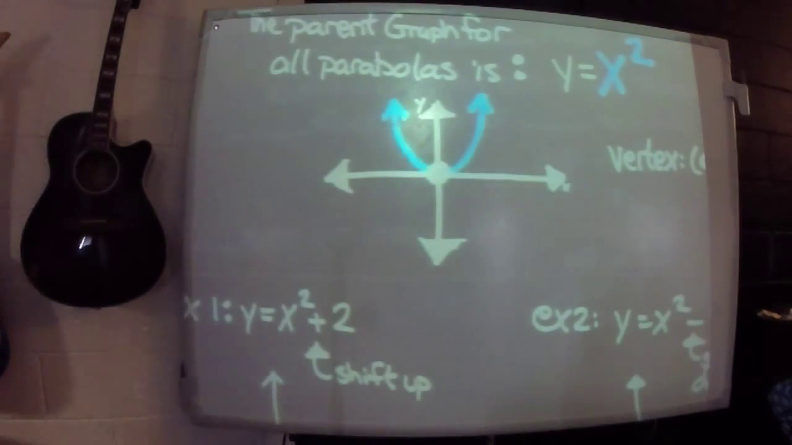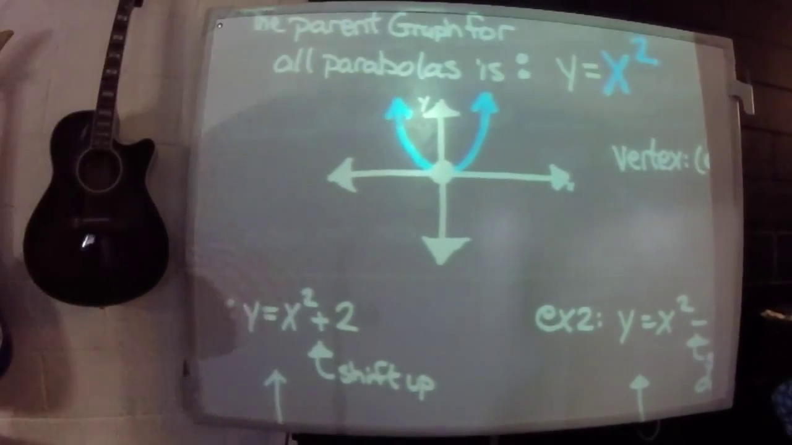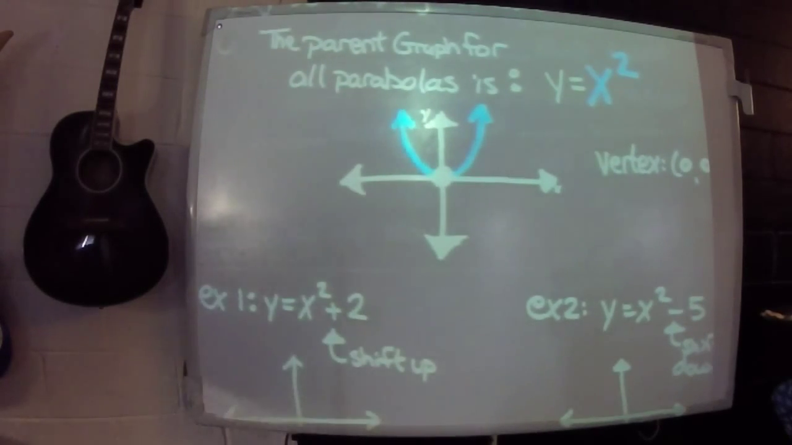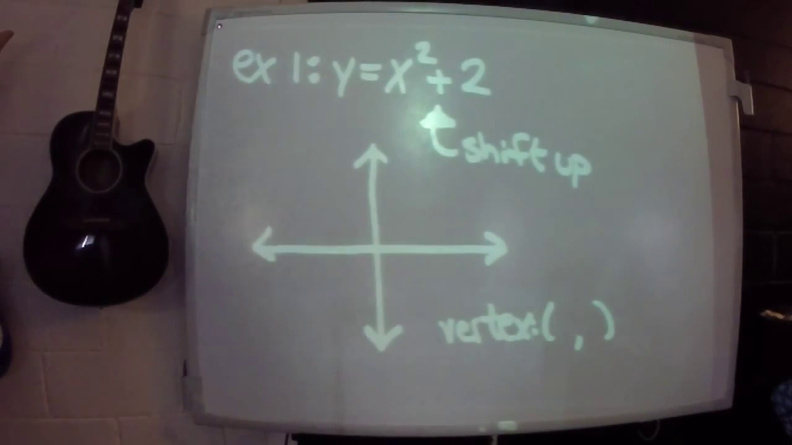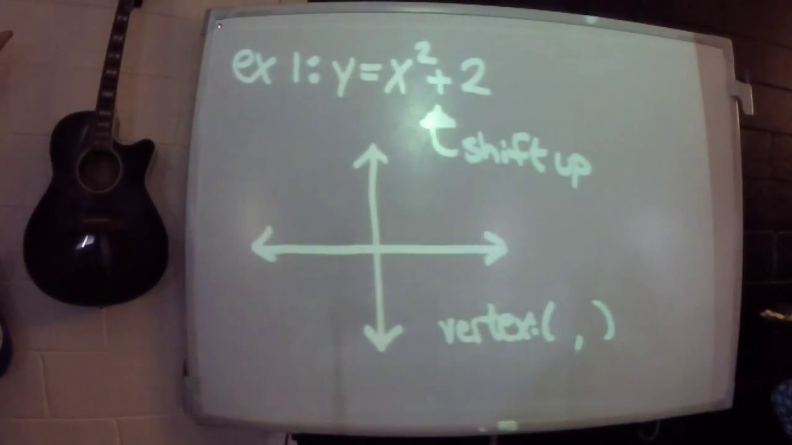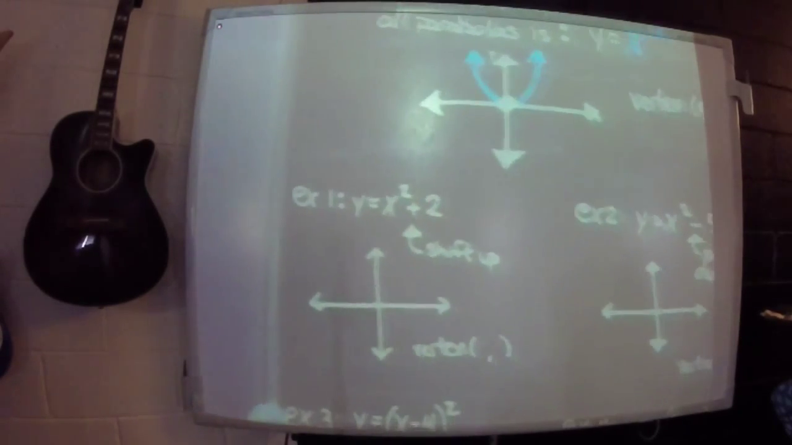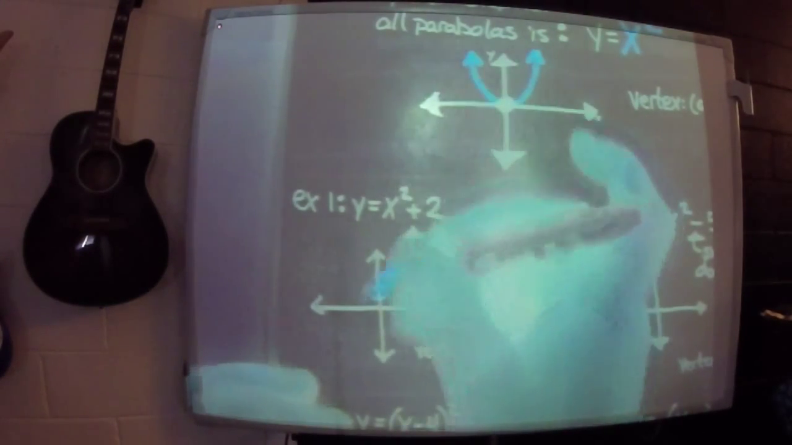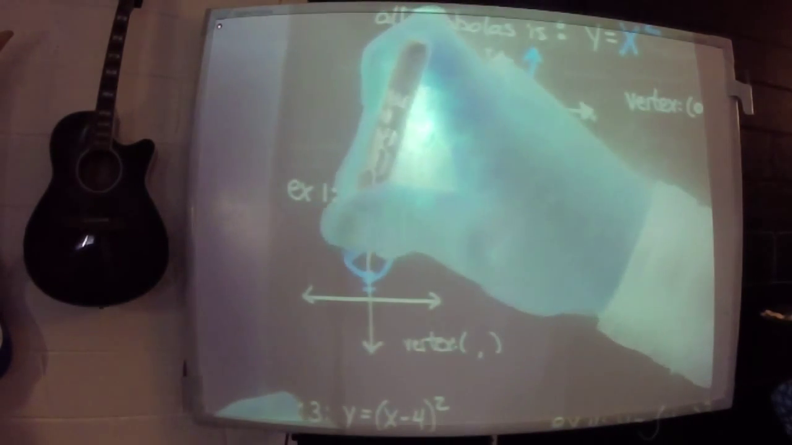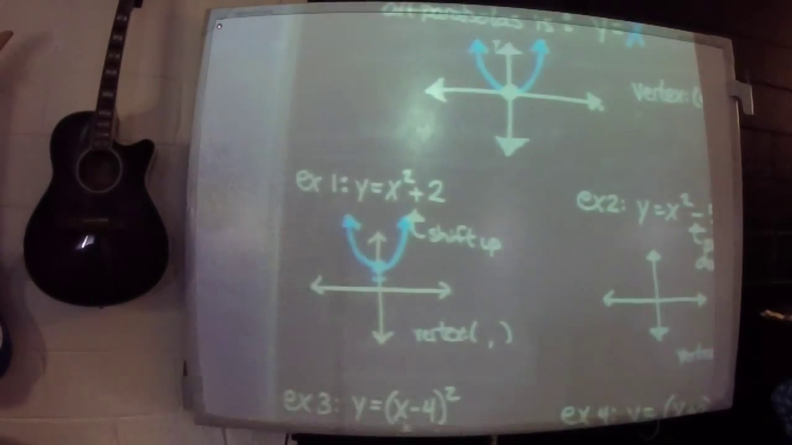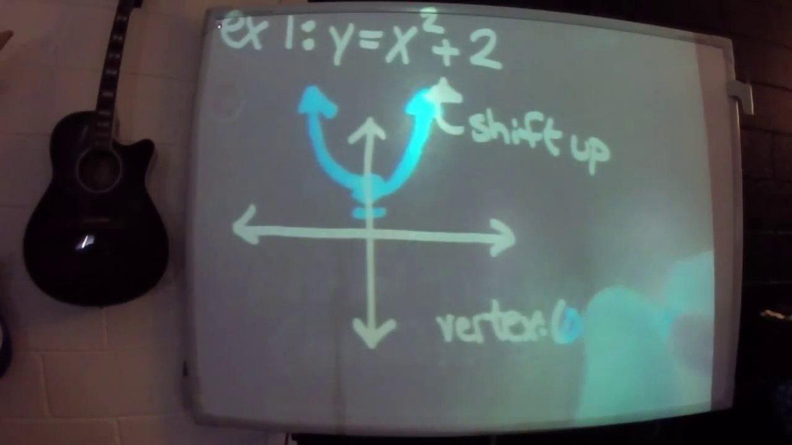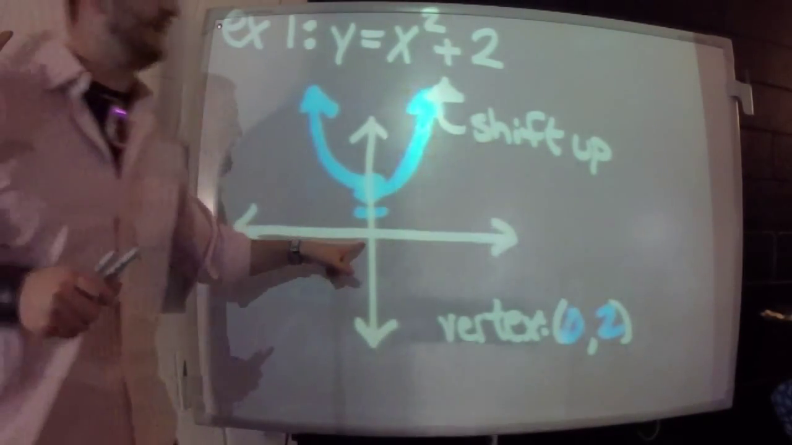So here's our parent graph for a parabola, y equals x squared. What I want to do is take that U shape, that parabola, and shift it up 2. To shift it up 2, all I do is tack on a +2 on the right. And now you've taken that parabola and shifted it up 2 spots. And what's the vertex of this? 0, 2. Remember, coordinates are left, right, so don't go left or right, just go up 2.